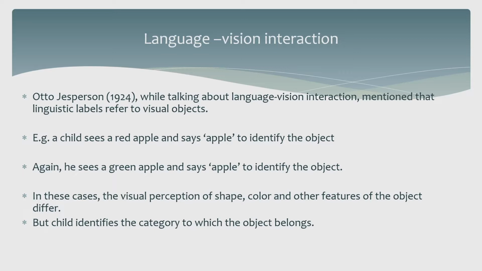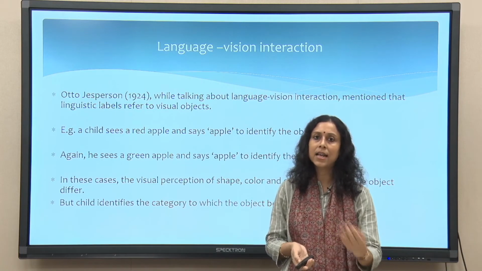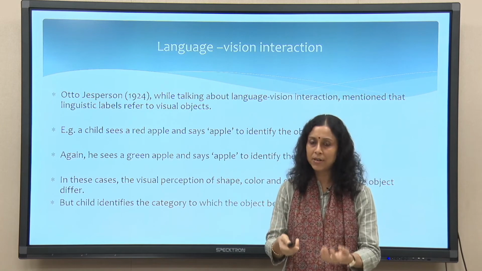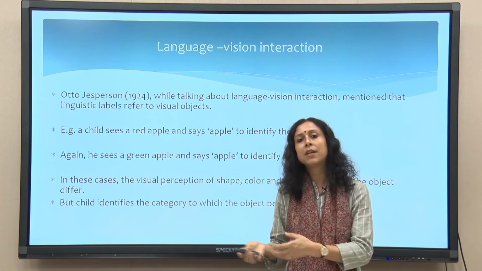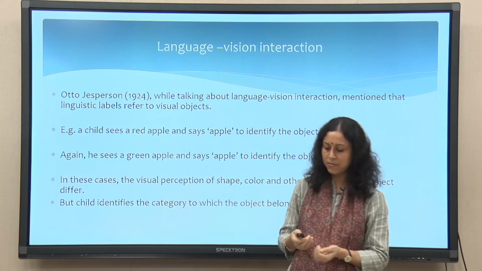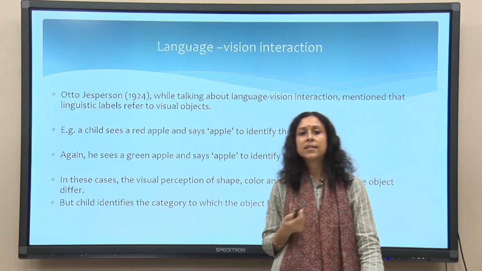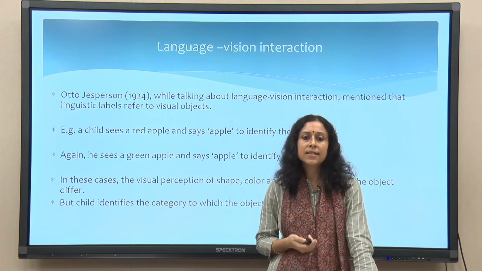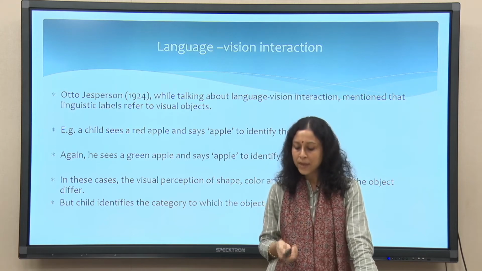He mentioned that linguistic labels refer to visual objects. Of course, everything that has a name basically has a linguistic label. What we mean by name is a label. We need to give a label to something, a visible object, in order to identify it and in order to have a representation in our mind. So, for example, he gives this example of apple. When a child starts learning language, he sees a red apple and says apple to identify the object. That is how children are taught.